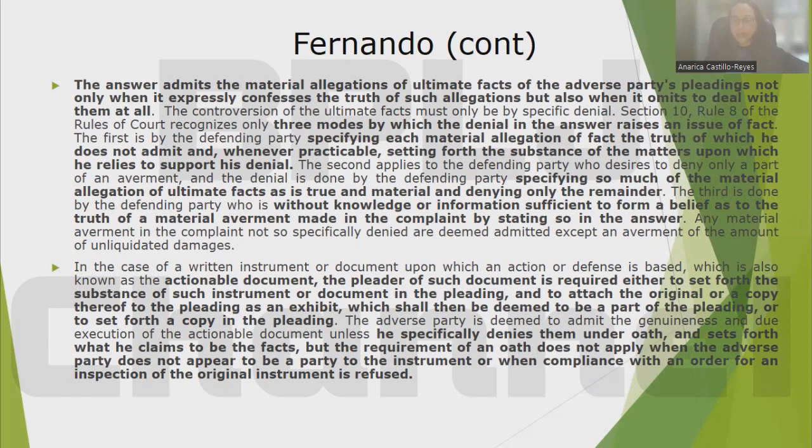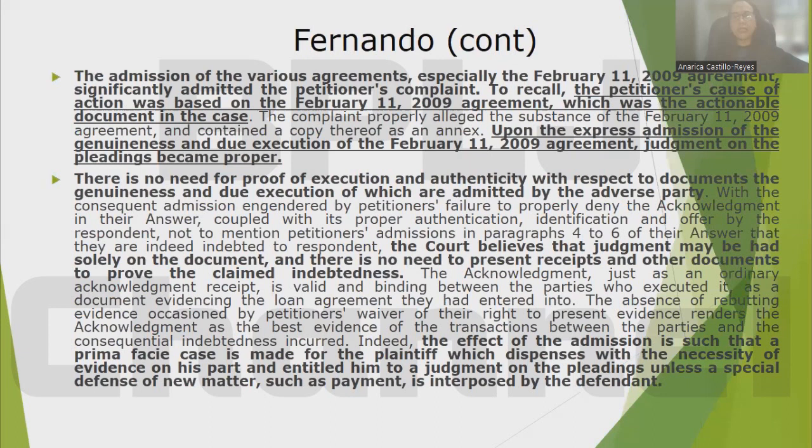So in the case of a written instrument or document, otherwise known as an actionable document, the pleader is required to set forth the substance of such instrument in the pleading and to attach the original to the pleading as an exhibit. The adverse party is deemed to admit the genuineness and due execution of the actionable document unless he specifically denies them under oath and sets forth what he claims to be the facts. But the requirement of an oath does not apply when the adverse party does not appear to be a party to the instrument.